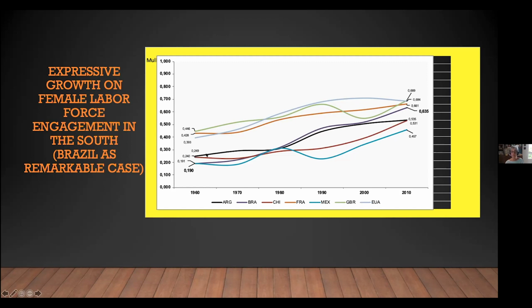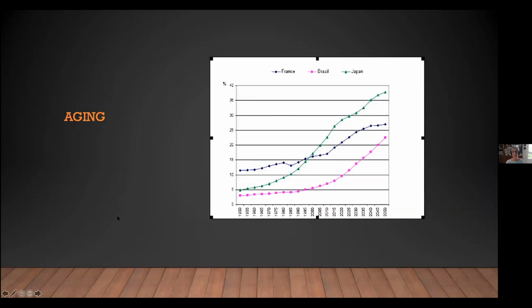The Brazilian case is a remarkable one. This is the black line. We came from less than 2 up to 10 women in the labor force in the 60s to almost 6 in 2010, getting really closer to the experience of more developed countries. The other stylized fact that comes to mind is aging. This is a comparison between the patterns and perspectives of aging in France, Brazil, and Japan. You can see the Brazilian figure in this pink line as compared with the France line and the Japan line.